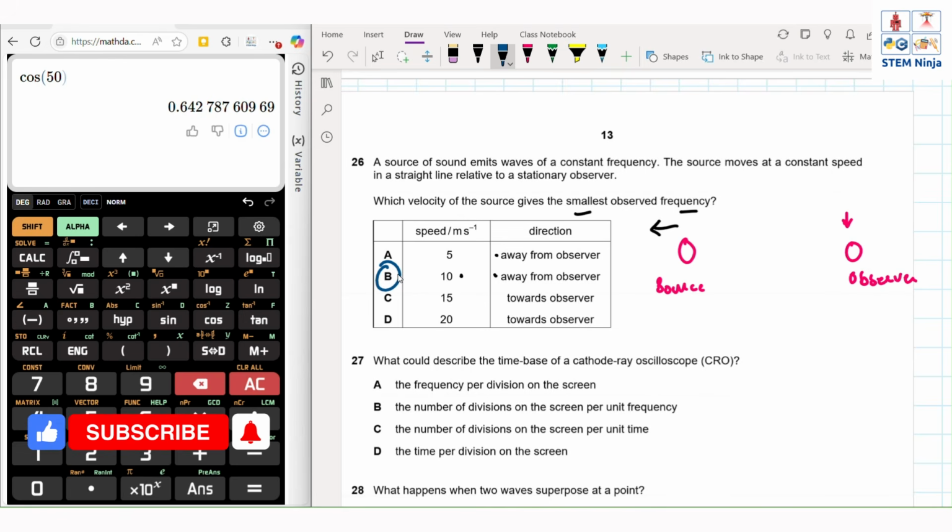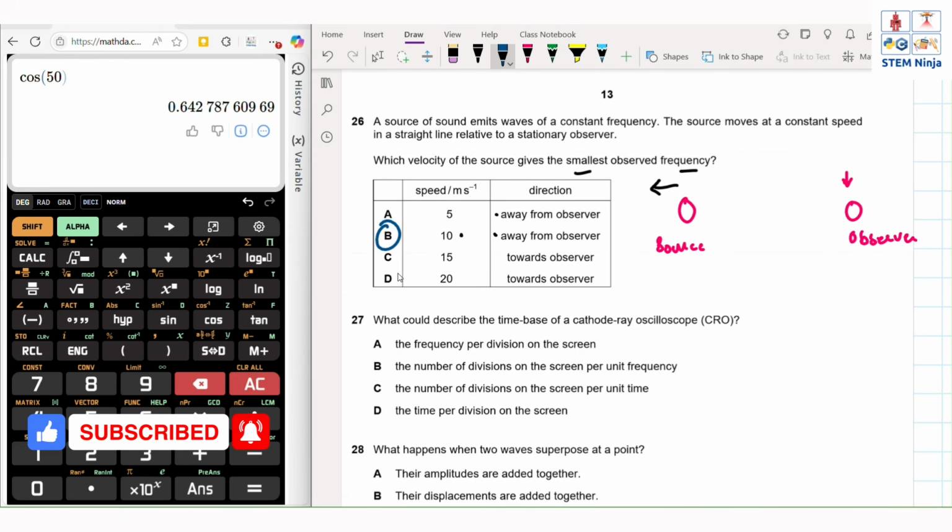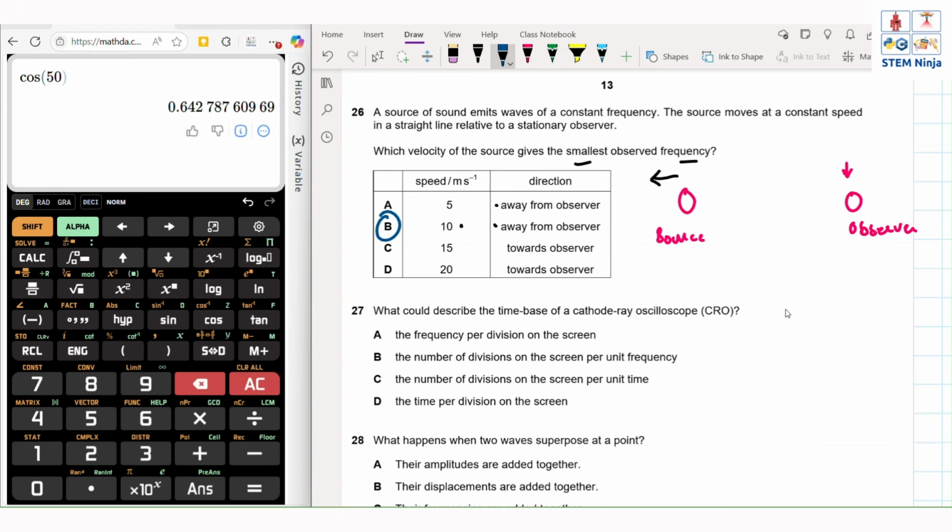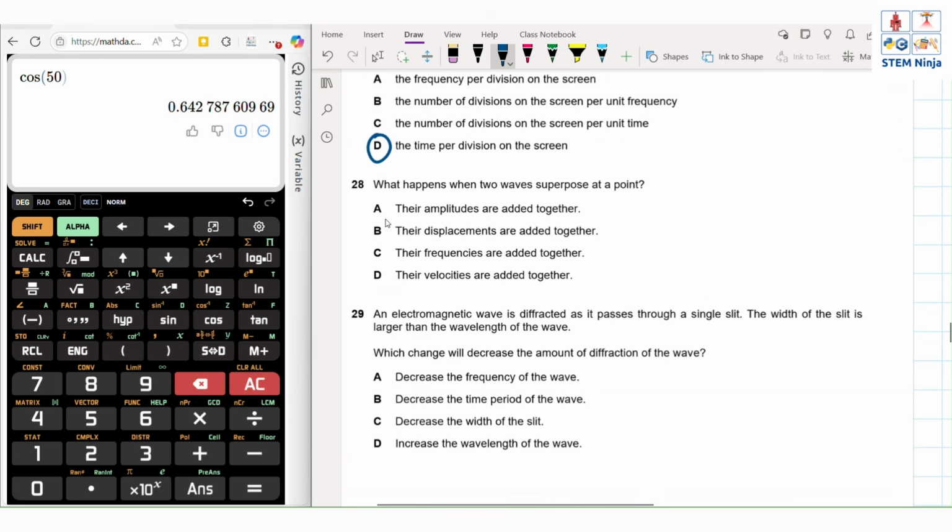What could describe the time base of the cathode ray oscilloscope? So basically, time base is the time per one division. So that is the D part over here. What happens when two waves superpose at a point? Their amplitudes are added together, their displacements are added together, their frequencies are added together. Okay, so only the displacements are added together. Amplitude is the maximum displacement, but the general form is that it's the displacement.